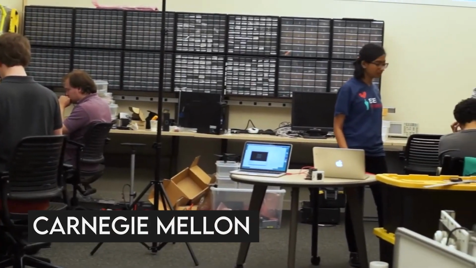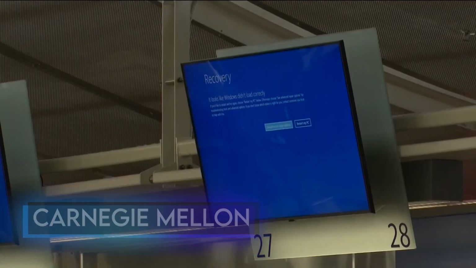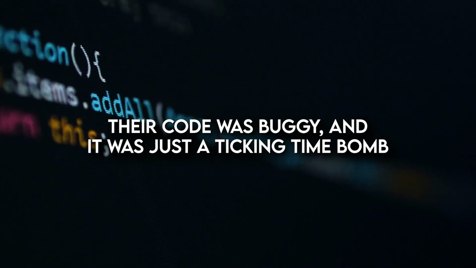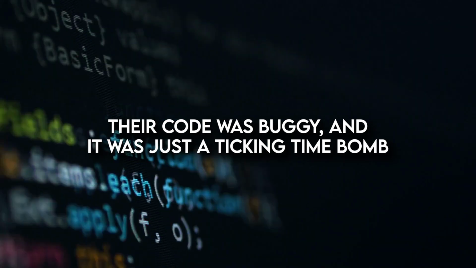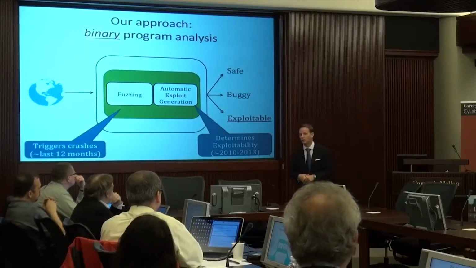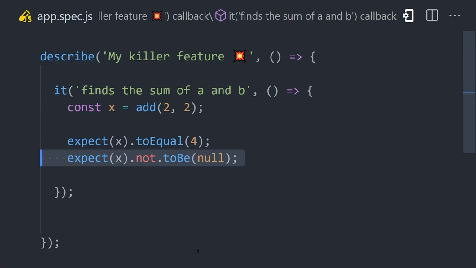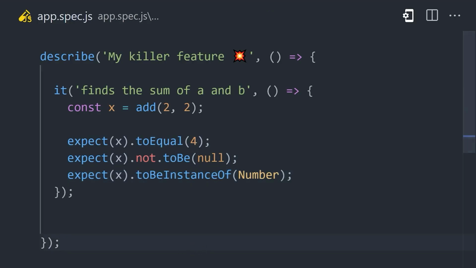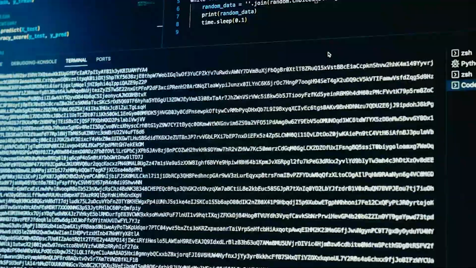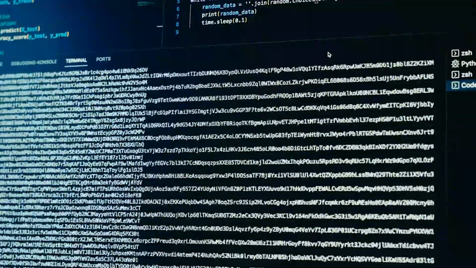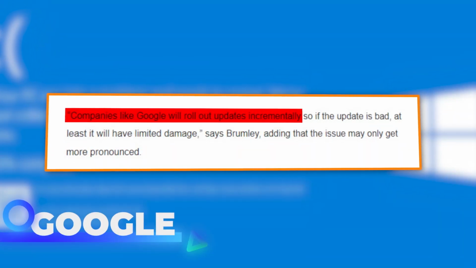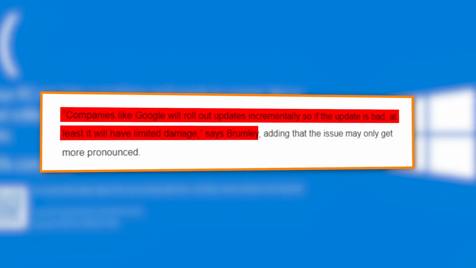David Brumley, a professor of electrical and computer engineering at Carnegie Mellon, called this a perfect storm. Their code was buggy, and it was just a ticking time bomb, he says. Brumley points out three crucial steps cybersecurity teams should follow when rolling out an update. First, rigorous software testing to catch bugs. Second, testing on different types of machines. Third, a slow rollout to smaller groups to catch any issues early. He added that companies like Google roll out updates gradually, so if something goes wrong, the damage is limited.